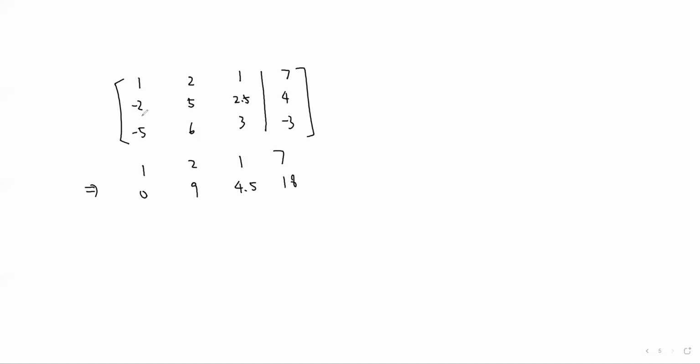And then positive 5 times row 1, add to row 3. Then negative 5 is gone. Row 3 becomes 0, 16, 8, 32, 32.